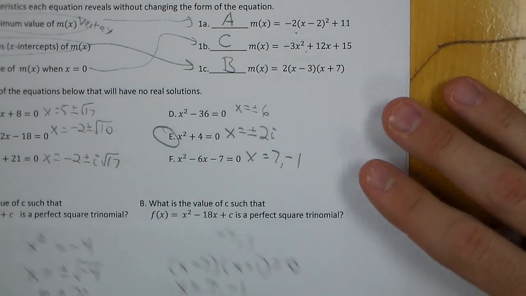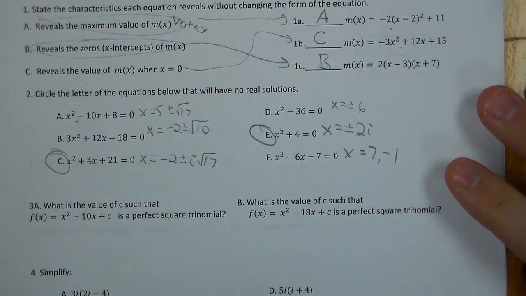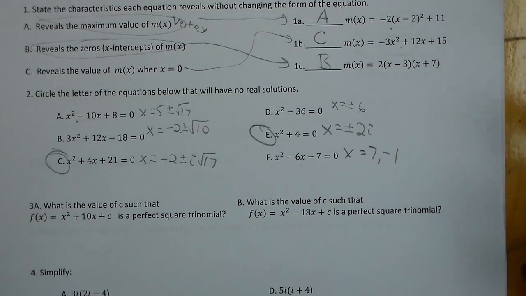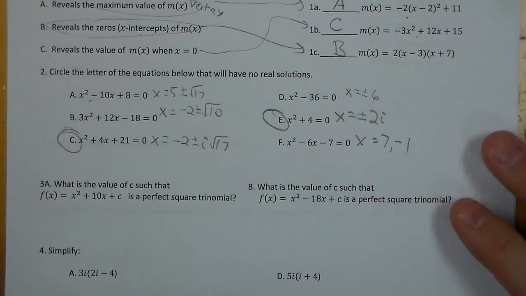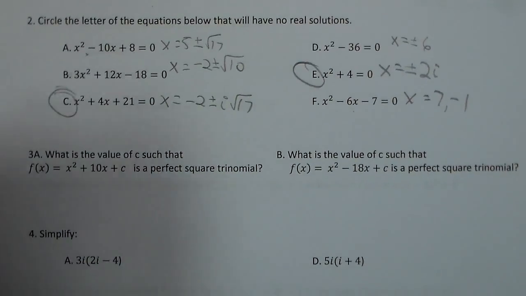Also real solutions. So it turns out that E and C are the imaginary solutions. And again, looking at that square root, getting a negative, it shows when the imaginary solutions come up. Okay, now on to 3a.